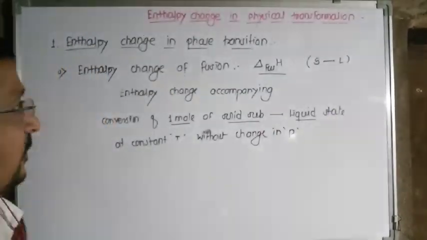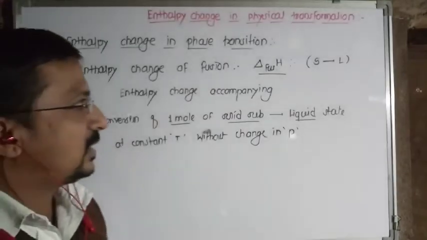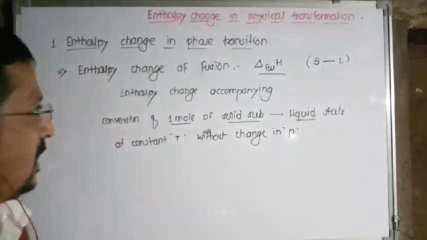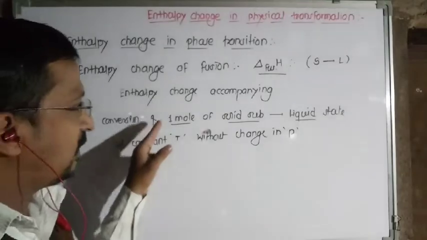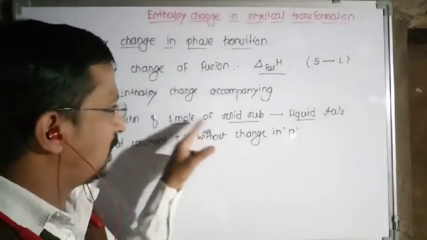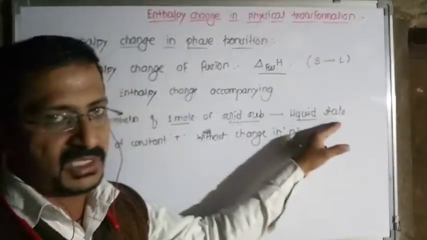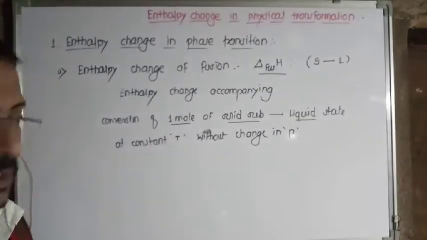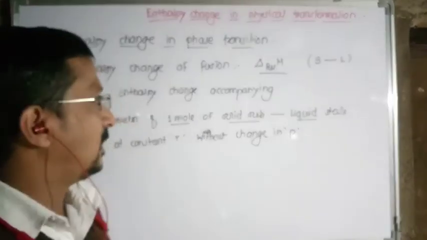We call it the enthalpy of fusion. So once again, enthalpy change of fusion is nothing but the enthalpy change accompanying the process of conversion of one mole of solid substance into its liquid state at constant temperature without change in pressure. We call this the enthalpy of fusion.